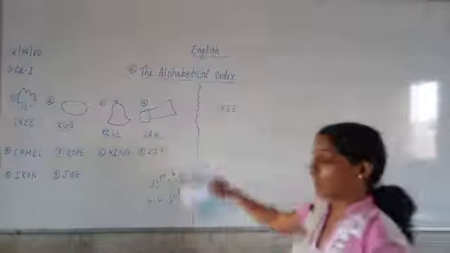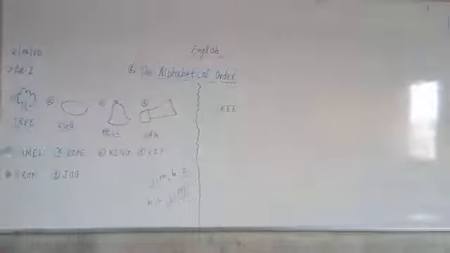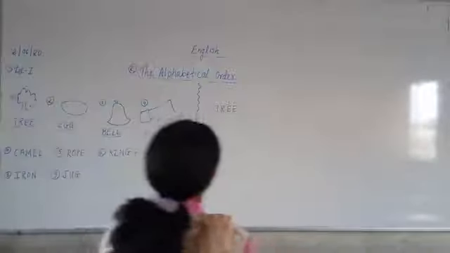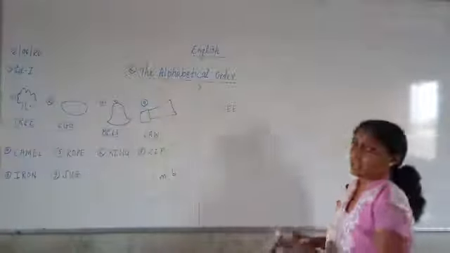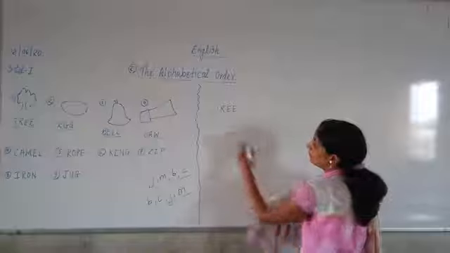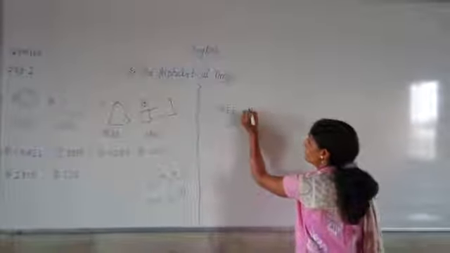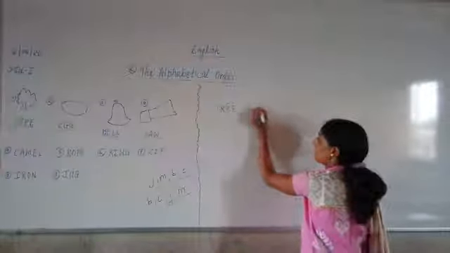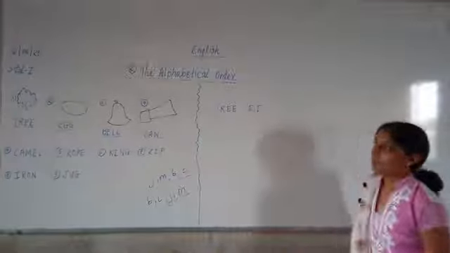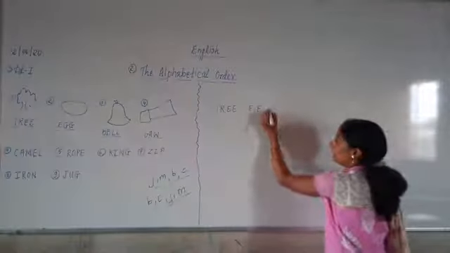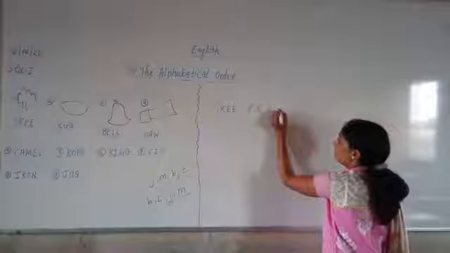Now in the word tree, we are going to write down the letters in alphabetical order. In the word tree, which letter will come first? E will come first. After that, the second E will come. Right? After E, which will come? R will come. And the last will be T.